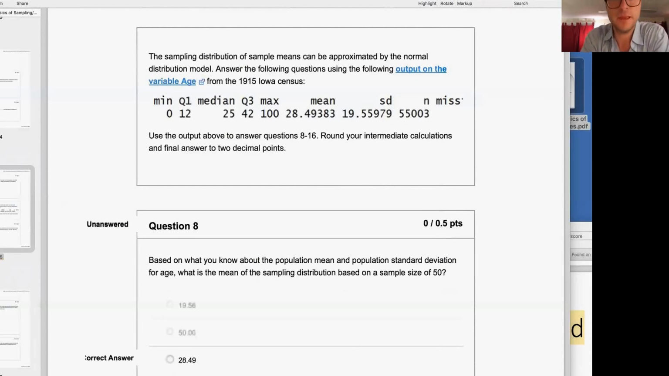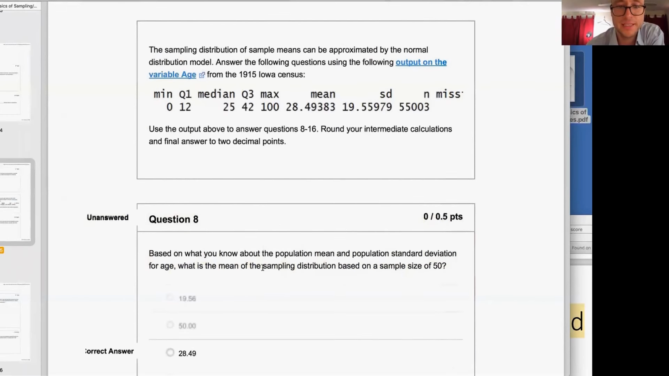And here we have the variable for age from the 1915 Iowa Census. And we're going to answer the next 8 questions here. We're going to run those calculations. Now, we're going to ask you, based on what you know about the population mean and population standard deviation, what is the mean of the sampling distribution based on the sample size of 50?